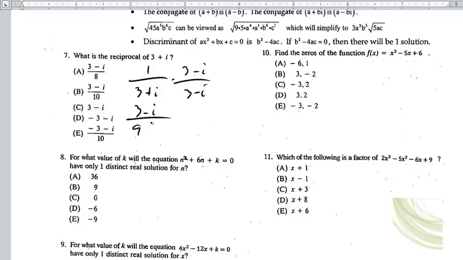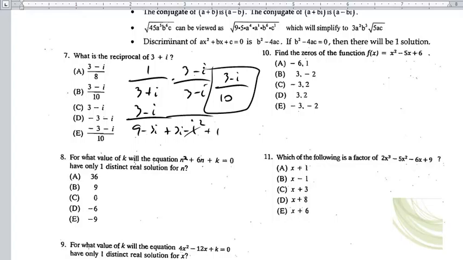The bottom gives you 9 outside, minus 3i inside, plus 3i, and last, minus i squared. And then this is going to be plus 1 because i squared is negative 1. And so basically you get 3 minus i over 9 plus 1, which is 10. And then the other numbers cancel, right? The negative 3i and the positive 3i cancel. And so this, math fans, is your answer. Okay? And that gives us B.